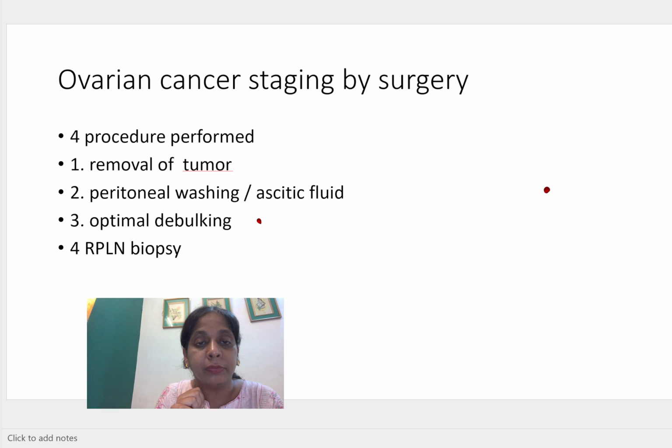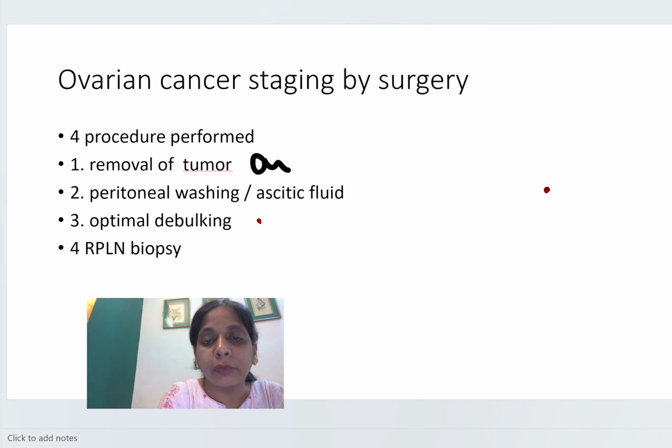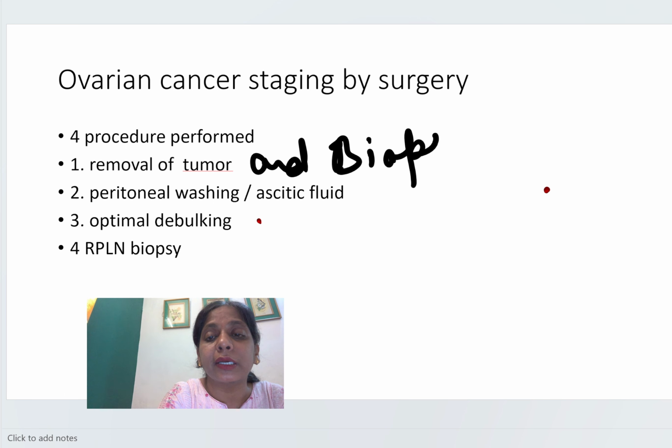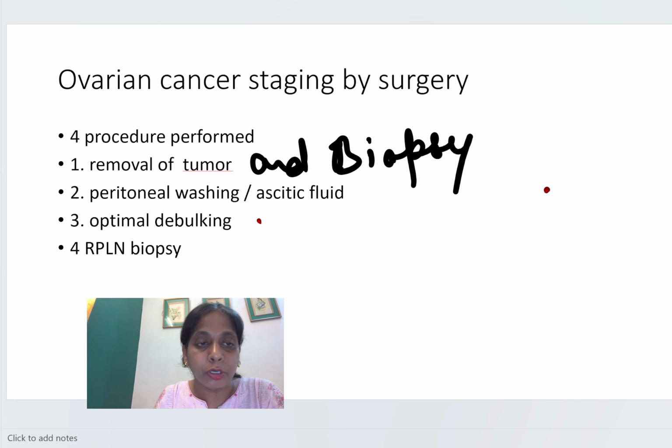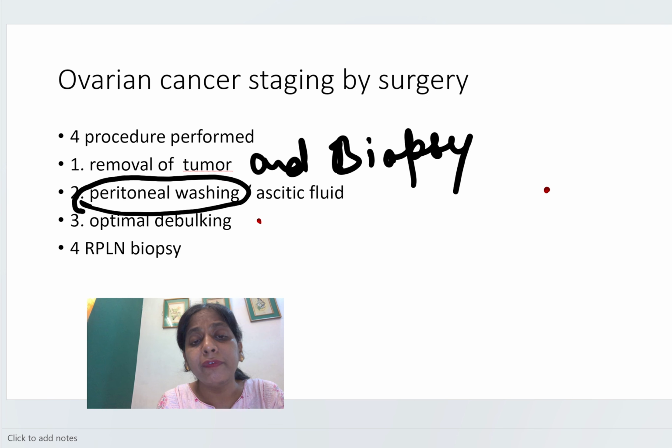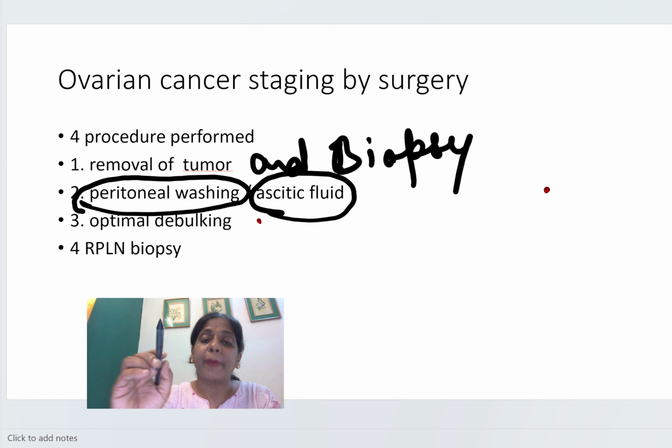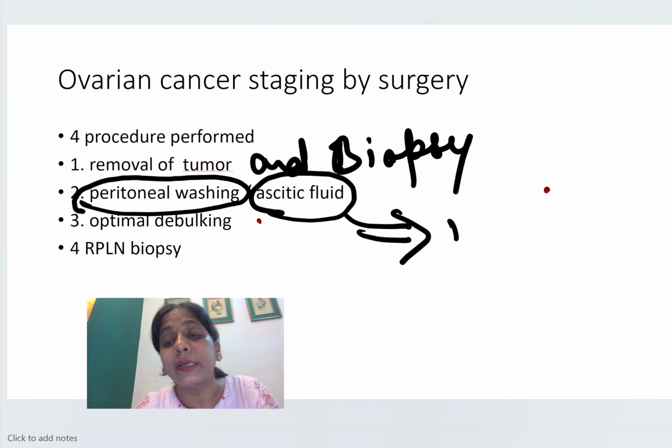What are they? We have to remove that tumor, and we have to send it for biopsy to see whether Schuller Duval bodies are coming, or Call Exner body, or it is a seminoma type, right? And then other than removing the tumor and sending it to biopsy, we will also get the peritoneal washing or that ascitic fluid. We will also send those peritoneal washing, or if ascitic fluid is present we will send that, and we will also get the biopsy done for that.